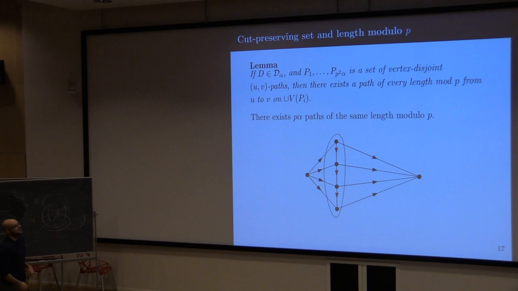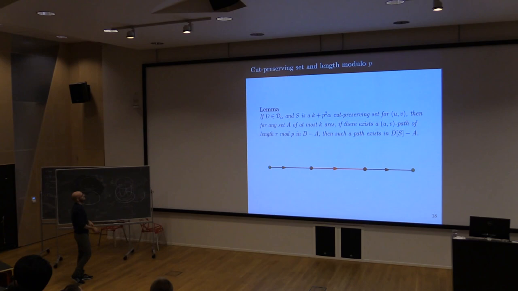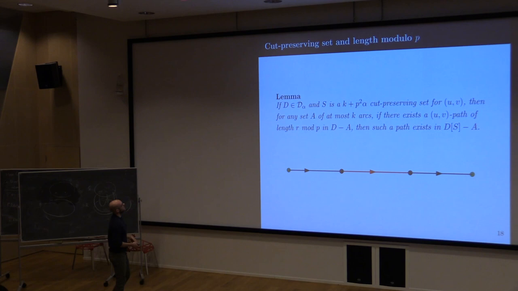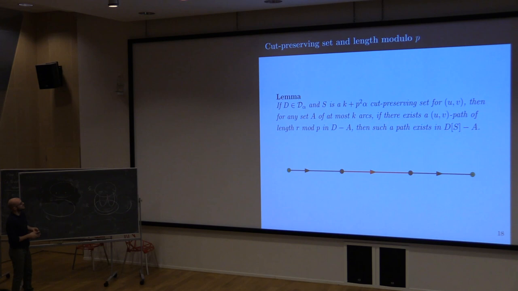It's almost over, so we're very close to the end, don't worry. So how do we use this thing? Before, we said, okay, if I keep a cut preserving set between these two vertices, then I have enough information. And actually what we will do now is keep a k prime cut preserving set, for k prime bigger than k but still polynomial. So here, for example, let's say k plus p alpha.